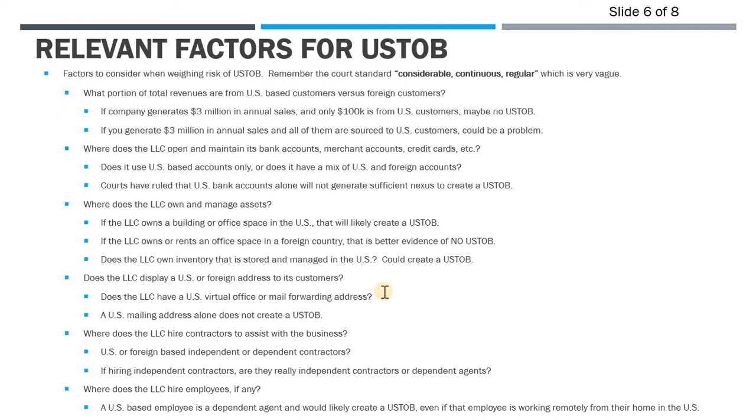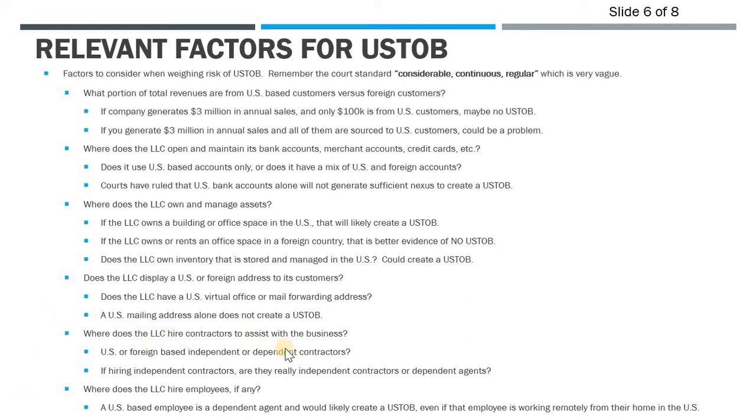Or do you communicate to your customers and your investors and everybody else that, no, I've got a Bermuda address, we got a Bermuda office here. We don't have any real nexus in the U.S. Now, the mailing address alone isn't sufficient to create a USTOB. The courts have ruled on that too. So if you have a PO box or a mail forwarding address because you pay a third-party company to receive your mail and then forward it to you, that's okay. That's not going to be an issue.